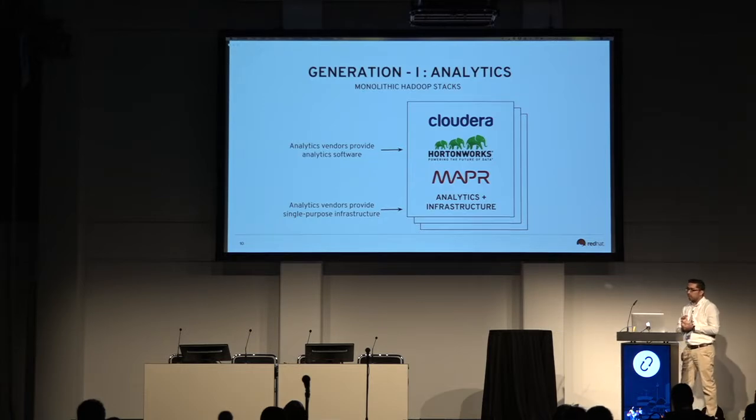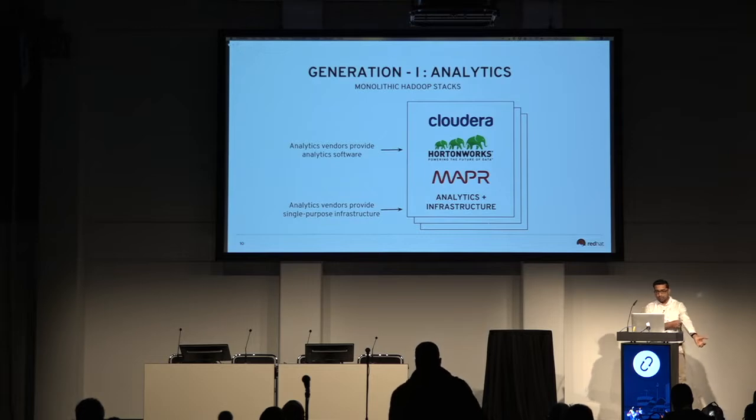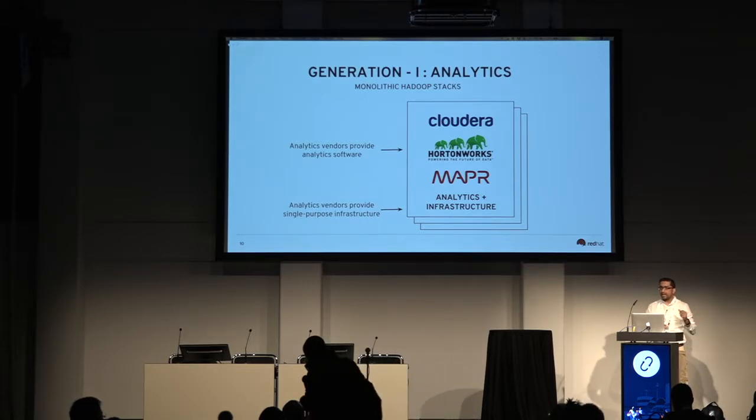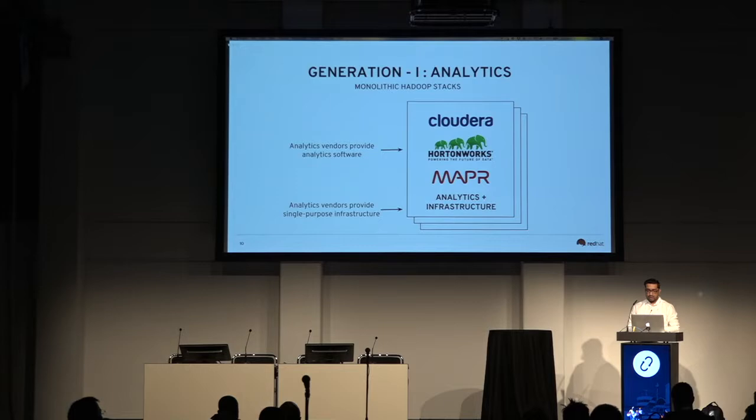So if we think about it from the architectural point of view, how does the different generation of data analytics look like? So we categorize it into two different generations. The generation one comprises a monolithic Hadoop stack where the analytics vendors provide two things. They provide the analytics software itself, and they also provide the single purpose infrastructure for the analytics software. And the analytics software itself runs on their own single-purpose infrastructure. And one of the problems with this kind of approach is that there is no efficient way to share the data set across multiple clusters of Hadoop.